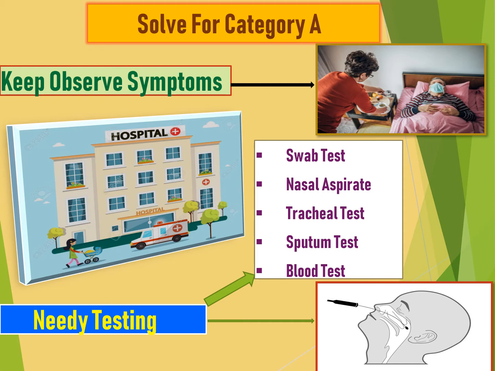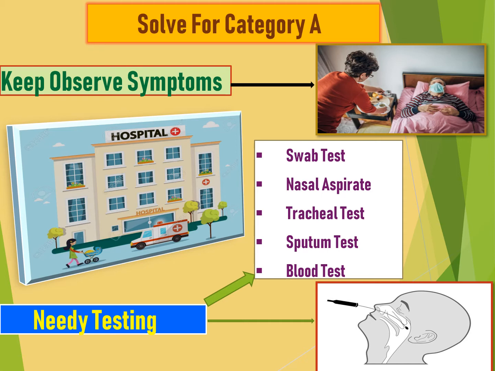Once the suspected candidates are admitted to the hospital, then within a very short time they will be tested for coronavirus. Most probably these are the different kinds of tests happening at the moment: swab test, nasal aspirate test, tracheal test, sputum test, and blood test.